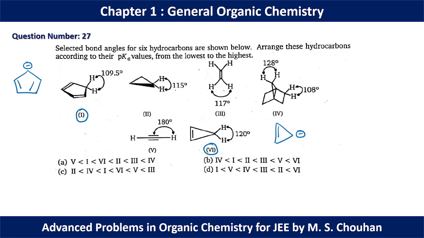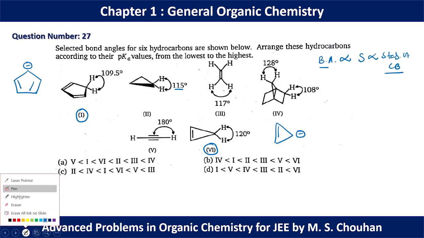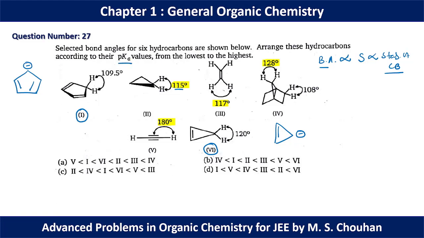Now, there are some molecules where bond angles are given. As we know, bond angle is directly proportional to s character, and s character is directly proportional to the stability of the conjugate base. So if the bond angle is higher, the stability of the conjugate base will be higher. If you compare the values, 180 is the maximum value given, then 128, then 117, then 115. So we have to compare this by pKa values. Most acidic means least pKa.